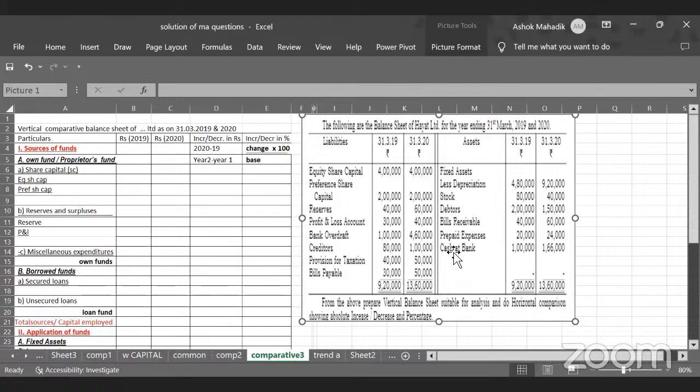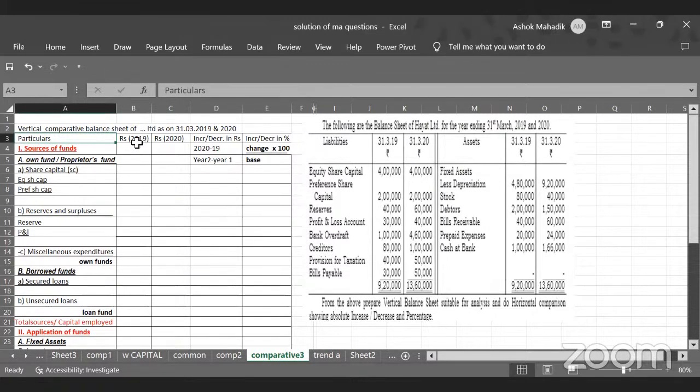Okay, students, first of all, you have to draw a vertical format. The format will include particulars, then two amount columns for writing the values of 2019 and 2020. The third column will show the difference between 19 and 20. And the fourth column will show the difference in percentage. This is also very simple.